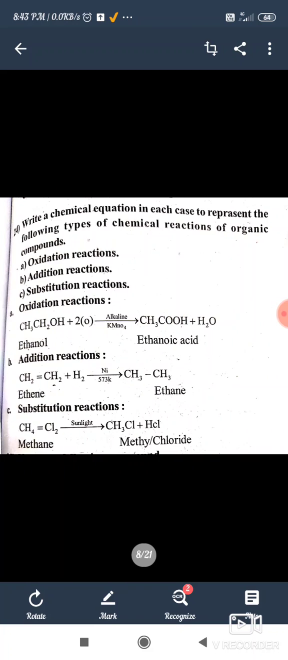And then, what is the chemical equation in each case to represent the following types of chemical reaction of organic compounds? Here: oxidation reaction, addition reaction and substitution reaction. Here you have to observe ethanol reacts with oxygen, it gives ethanoic acid and water. In the addition reaction, ethene reacts with hydrogen in the presence of a catalyst to give ethane. In the substitution reaction, in the presence of sunlight, methane gives methyl chloride. And you have to see the methyl chloride.